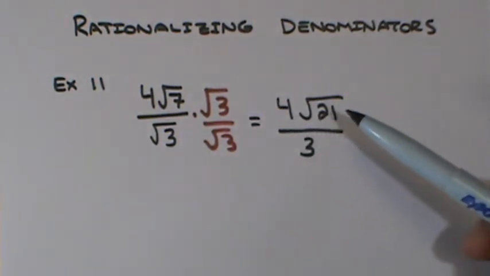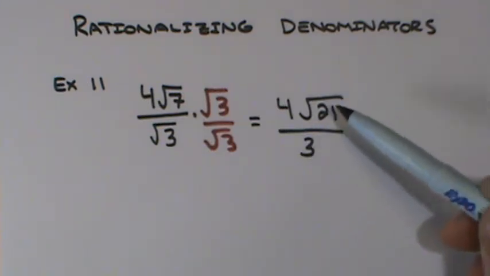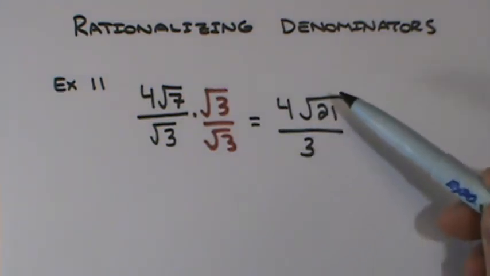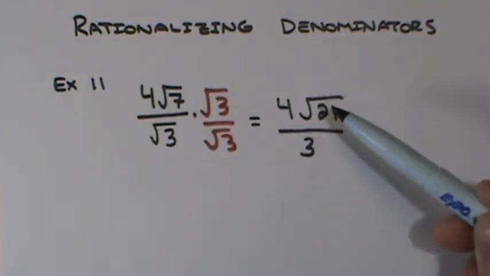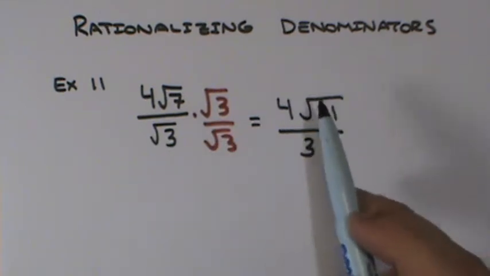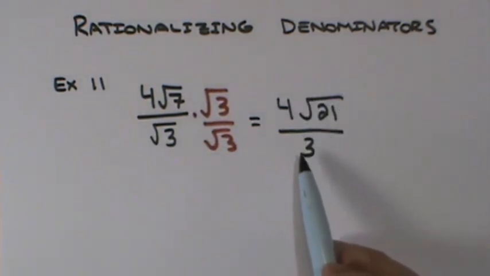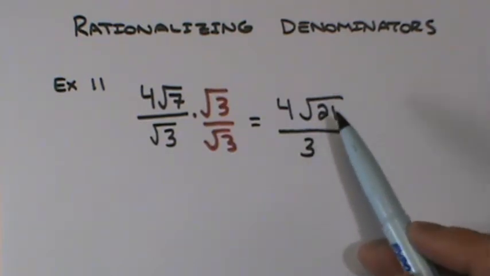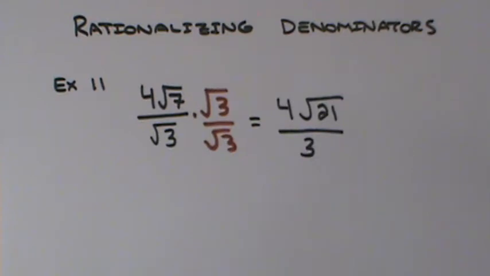I cannot stress enough, be careful. Some of you are going to want to over cancel. You're going to cancel when you're not allowed to. My pen is going back and forth here over the 3 and the rad 21. Yes, they have a common factor, but you cannot cancel a number that's under the radical with a number that is free. And so when you look at this, do not cancel that. This is your final answer.